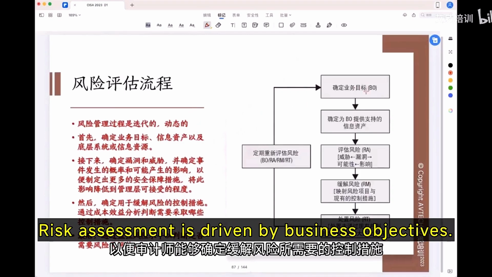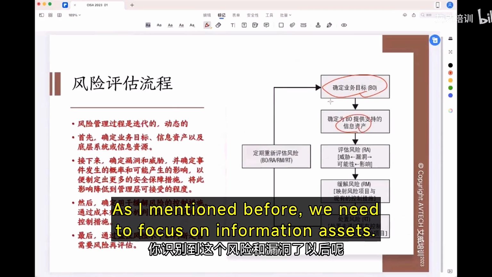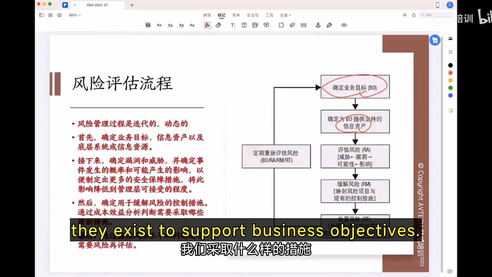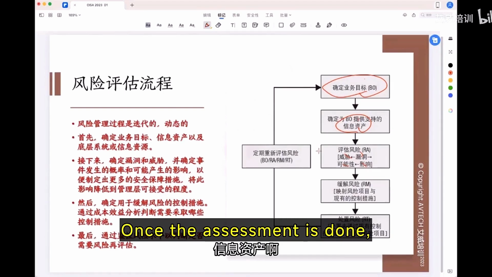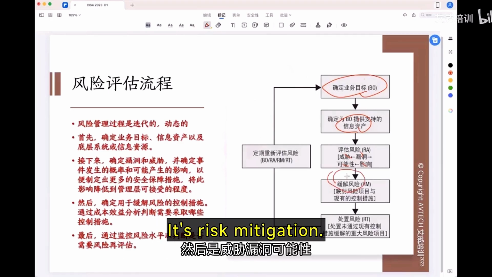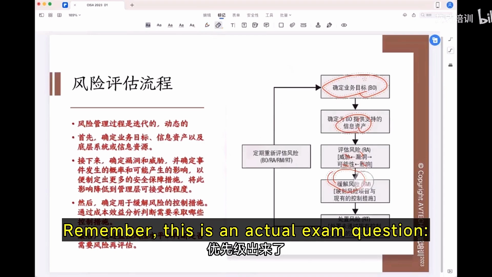Risk assessment is driven by business objectives. Next, we consider information assets. As I mentioned before, we need to focus on information assets. Regarding these assets, they exist to support business objectives. Finally, we assess threat vulnerabilities and their likelihood and potential impact. Once the assessment is done, we get our priorities. With priorities in place, what's the next step? It's risk mitigation. Right. Now, about risk mitigation. Remember, this is an actual exam question.